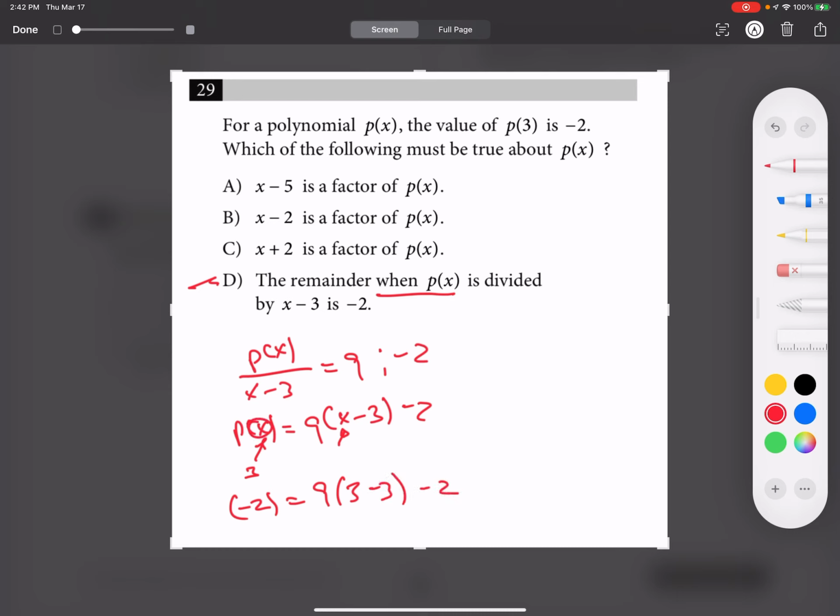3 minus 3 is 0. Q, whatever it is, times 0 is 0. So minus 2 is equal to minus 2. Minus 2 is always equal to minus 2 for whatever the value of p of x. So D will be always true.